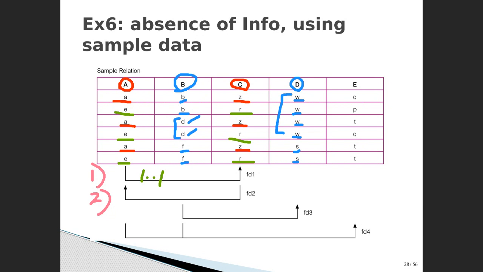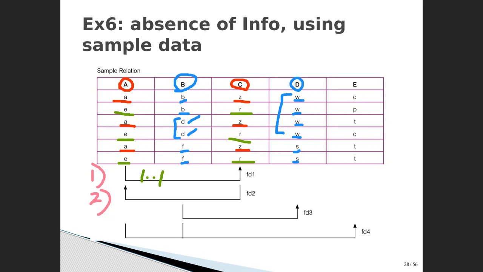All right, B functionally determines D, but not in the other direction, because there is more than one value here that determines the same value from the other attribute. So it's just B determines D. How about the last one?